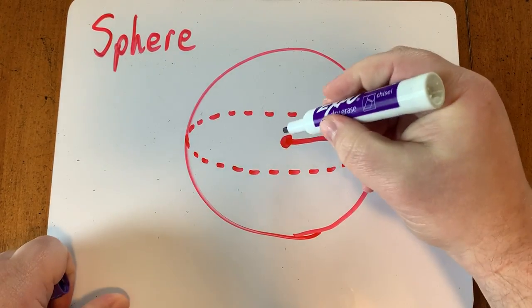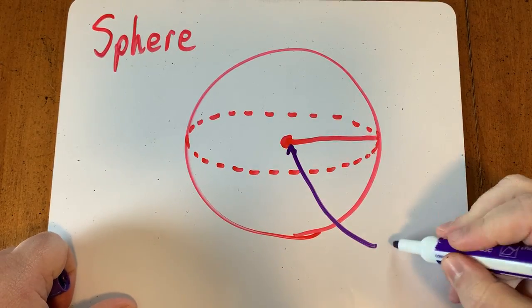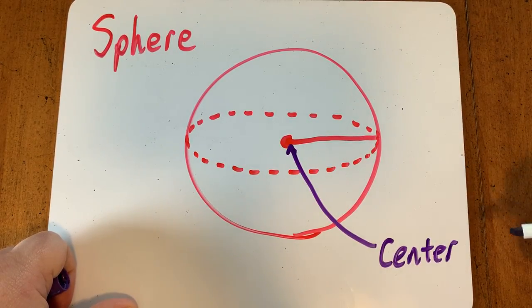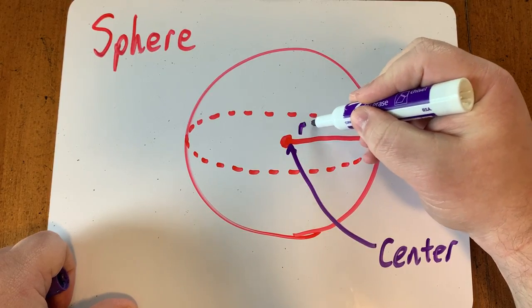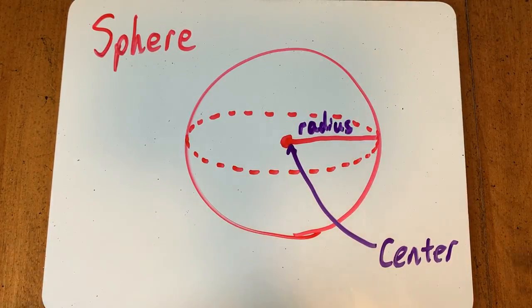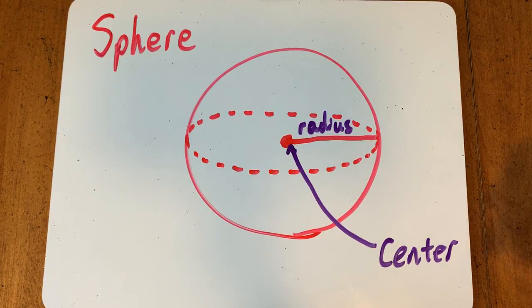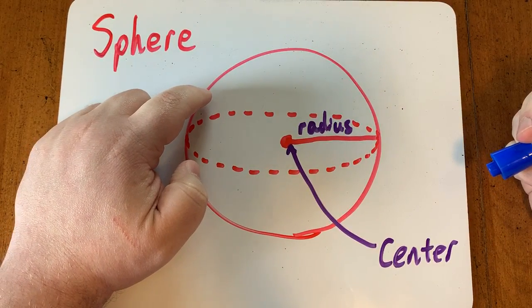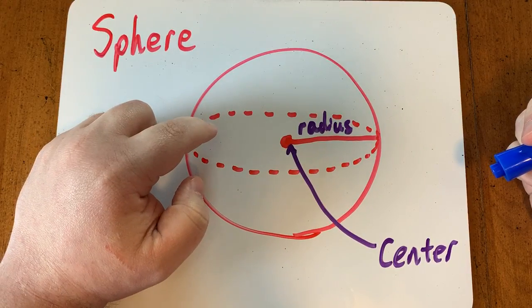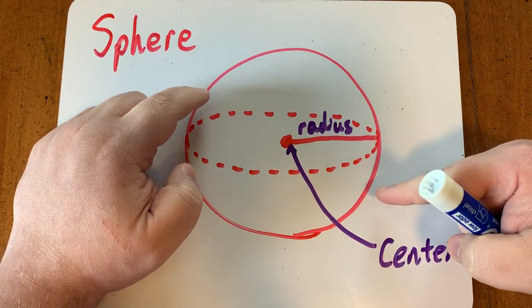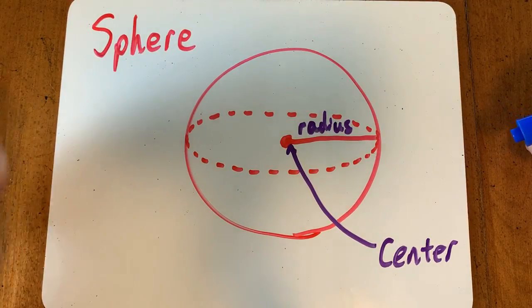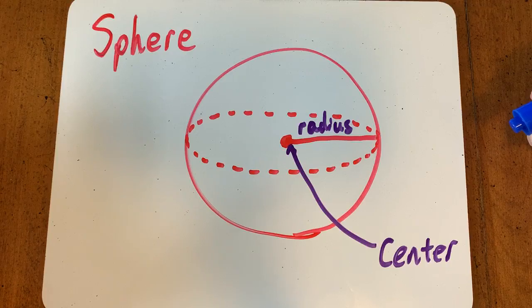So this point is our center. That's the center of the circle. And the distance from the center to any point on the circle is our radius. So that's all the same terminology as we've had from circles. It's the same terms for a sphere. And if you have a segment that has both endpoints on the circle and passes through the center, that'd be a diameter of the sphere as well. We don't really use the diameter of the sphere, so that's why I'm not going to even draw it in.